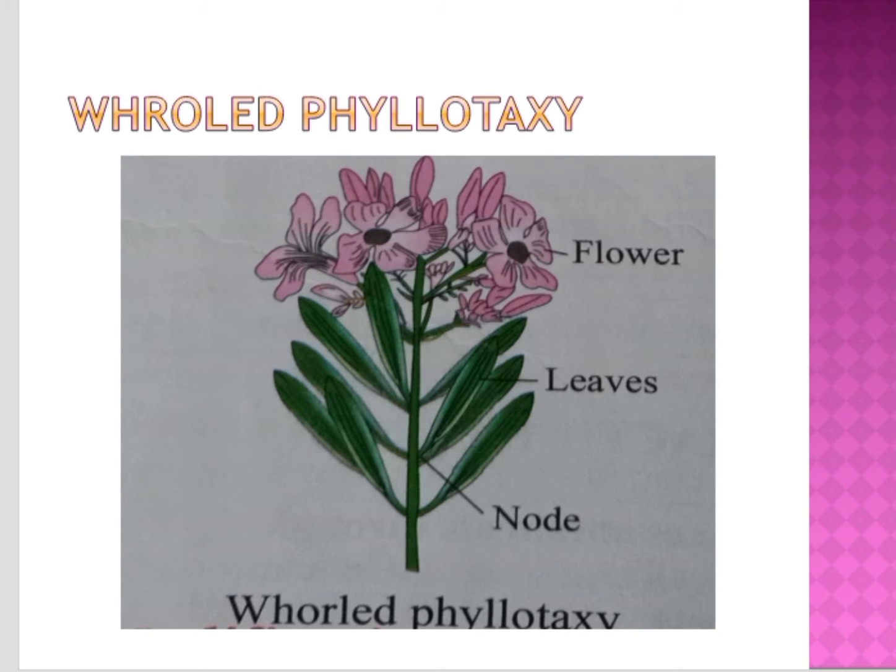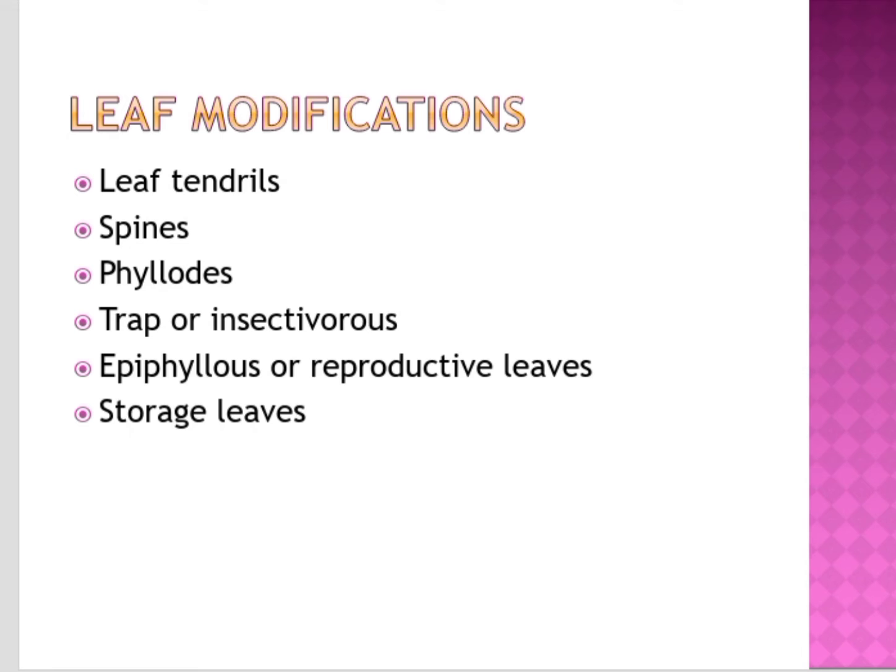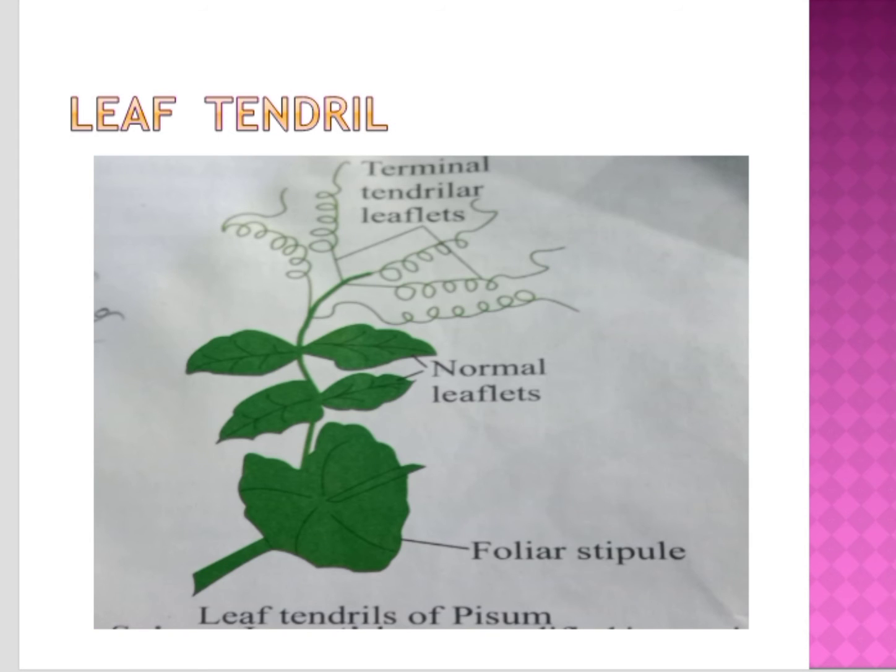Next, coming to the modifications of the leaf. We learn modifications, that is changes. These are leaf tendrils, spines, phyllodes, trap or insectivorous leaves, epiphyllous or reproductive leaves, and storage leaves. One by one, let us see. First, leaf tendril. In legumes, the leaflets, that is the terminal leaflets, convert into tendrils for climbing, seen in Pisum sativum, that is peas.